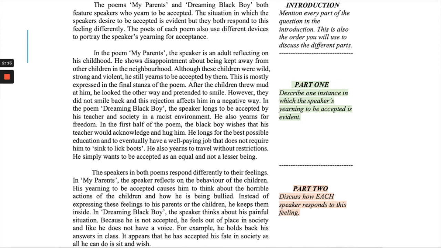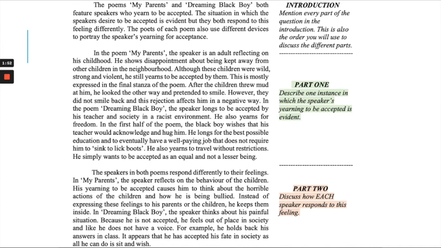The speakers in both poems respond differently to their feelings. In My Parents, the speaker reflects on the behavior of the children. His yearning to be accepted causes him to think about the horrible actions of the children and how he is being bullied. Instead of expressing these feelings to his parents or the children, he keeps them inside.